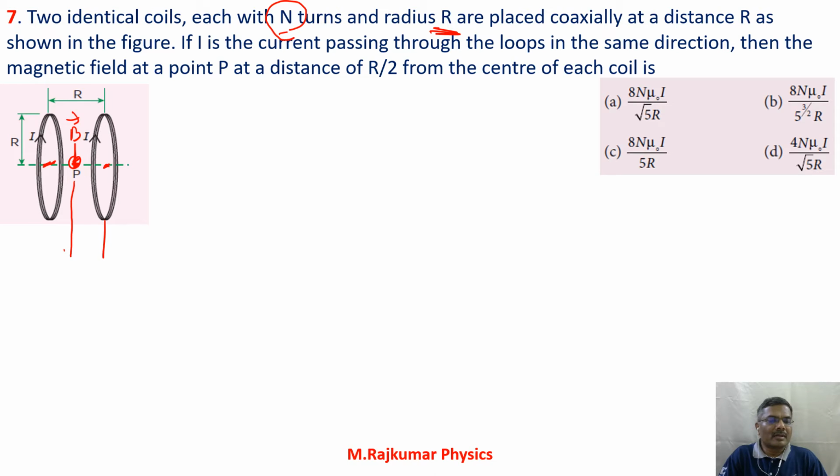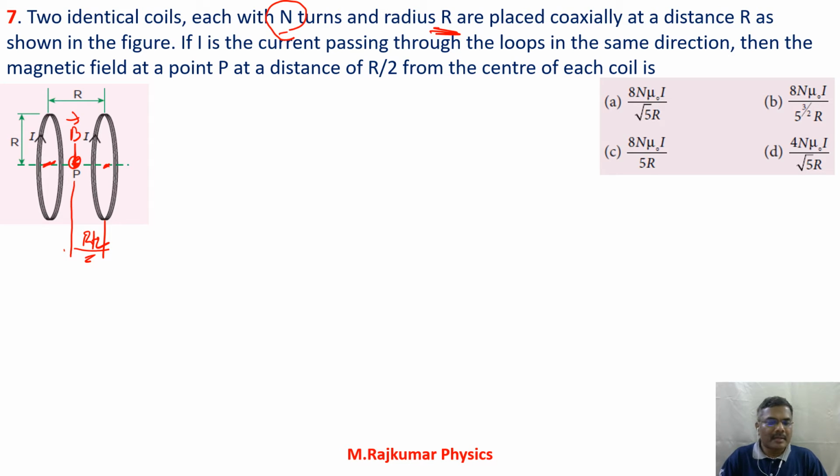That means this distance will be equal to r by 2. That you have to understand. So this is r by 2, which is given in the problem itself: the distance of r by 2 from the center of each coil. They are asking to find the magnetic field at this particular point P.